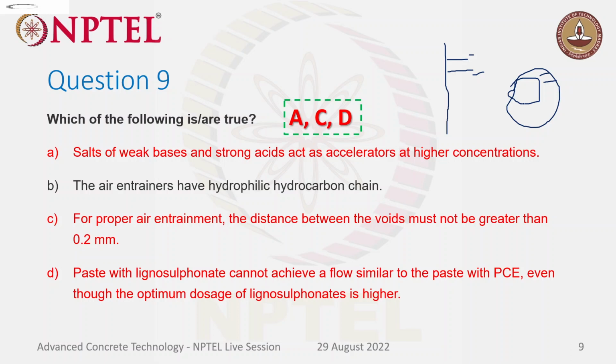So what happens is, see, there will be more cement particles here. Obviously the polymers, the water reducing admixtures, will surround the cement particles. Then there will be free water to move. But coming to air entrainers, the polymer will not have any charge. Only at one particular end will there be a polar group. So it has a hydrophobic chain and a hydrophilic end. I hope you got it right.